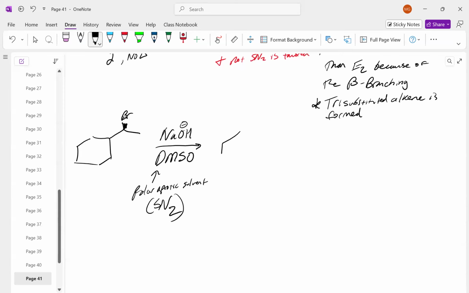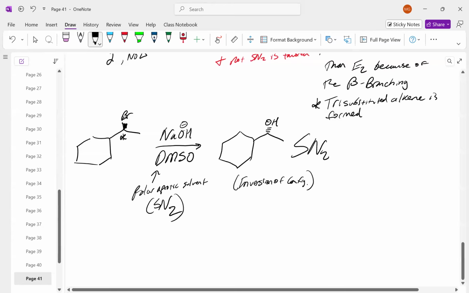Now, what's one thing I have to consider here? The reaction is happening at a chiral center. So remember that SN2 proceeds with an inversion of configuration. So the nucleophile will substitute from the opposite direction of the leaving group.